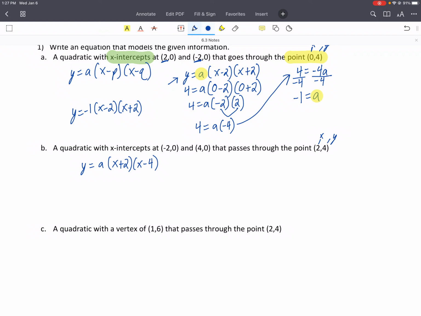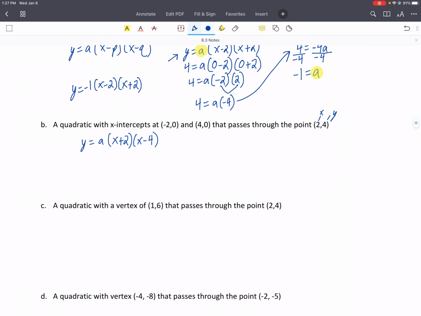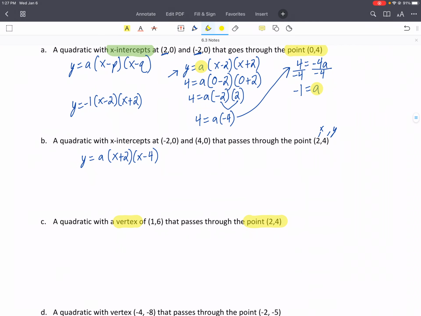What we are going to do is look at another example where we're given the vertex and then a point. For vertex, we're going to use vertex form, which we can look at the top of our paper as y equals a times (x minus h) squared plus k.